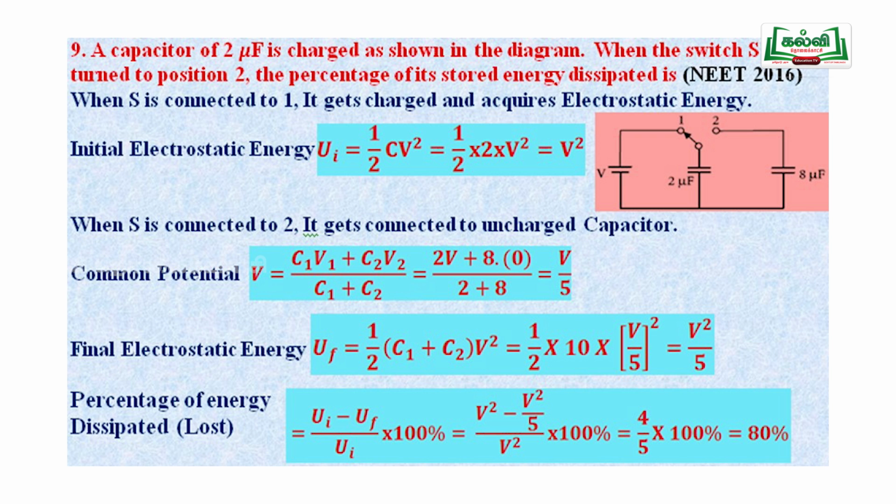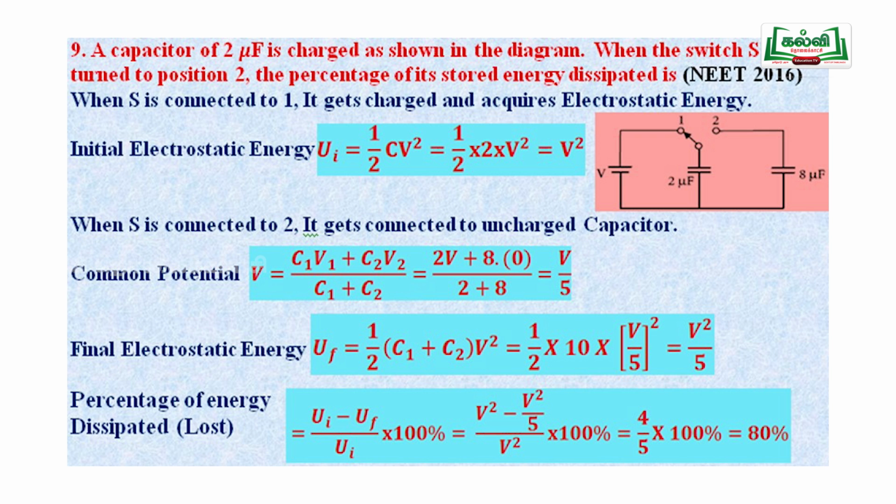When S is connected to 2, it is getting connected to an uncharged capacitor. So, the common potential is (C1 V1 plus C2 V2) by (C1 plus C2), and here V2 is 0. So, I am getting V by 5. So, in this case, what is the final electrostatic energy? Half into, they are connected in parallel. So, (C1 plus C2) into V square. So, 2 plus 8 is nothing but 10, into common potential V by 5. So, V square by 5. So, this is the final electrostatic energy. They are asking what is the percentage.